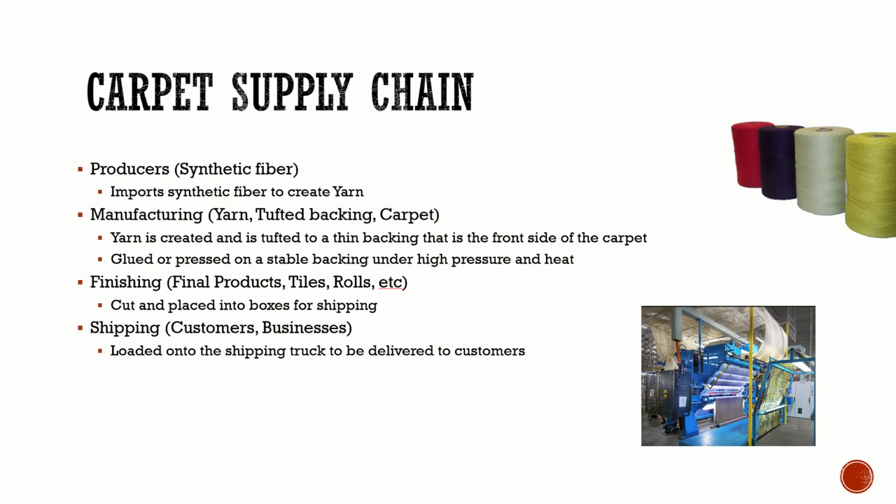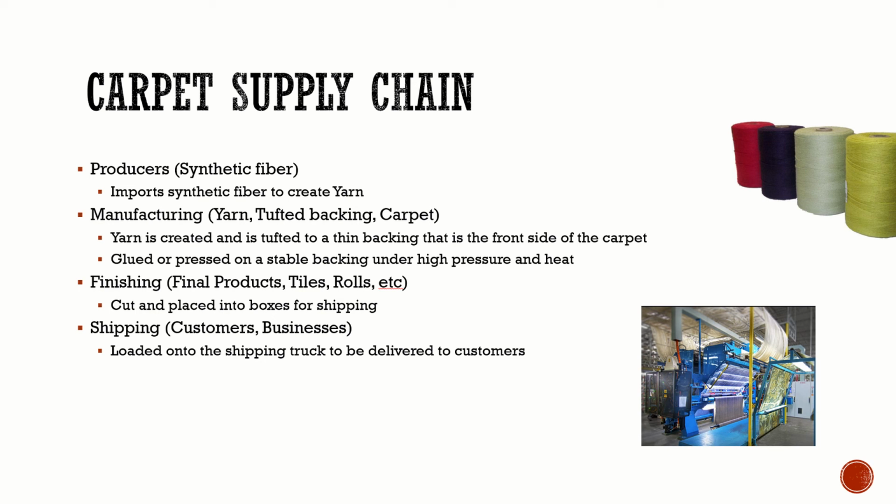Moving on, just to give you guys a little background in carpet and supply chain. Supply chain is divided into four categories for carpet, right? Producers, manufacturing, finishing, and shipping. To start with, producers supply synthetic fiber. Synthetic fiber is processed and used to create yarn. This is the very first step in our process. Producers are often outside vendors of the company that give us material to start with.